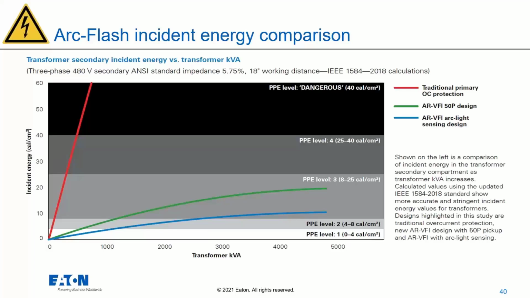But the big comparison here is traditional fusing, the red line, where it's already at 300 or 500 kVA, and you're already in what OSHA would call too dangerous, above 40 calories per centimeter squared, where you should not be operating or accessing this piece of equipment unless it's de-energized. So there's a pretty big comparison here in your overall energy levels.